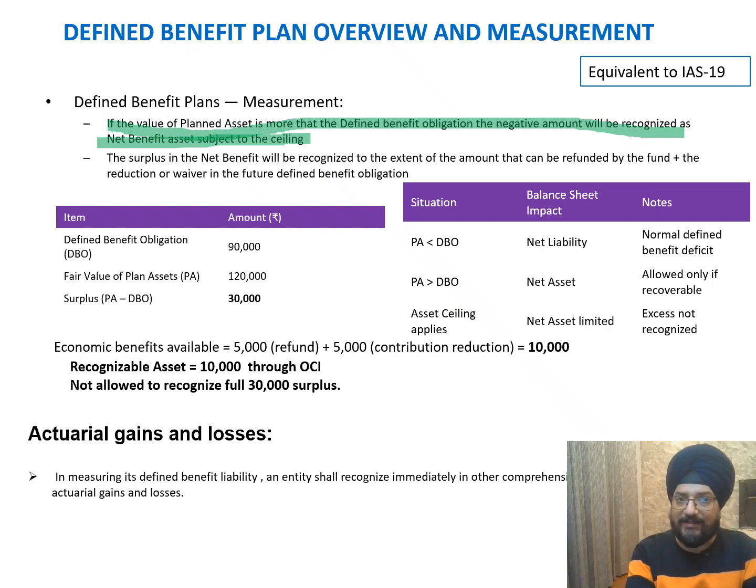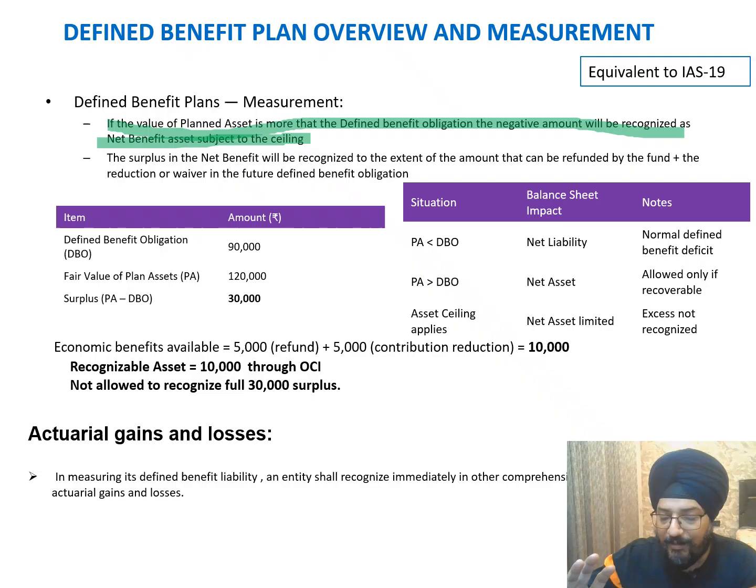But if my asset increases and my liability decreases, we have to show it as a net asset. But as per Ind AS 19, there is a ceiling attached. And what is that ceiling? It says that in case your plan asset is more than your defined benefit obligation, then the difference can be shown subject to two things.